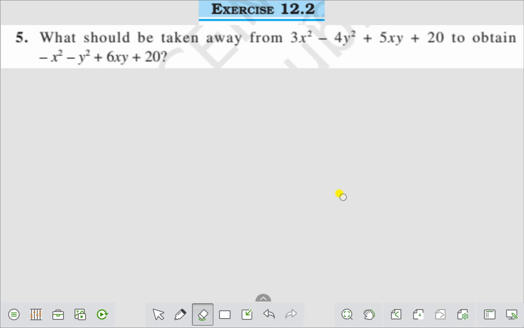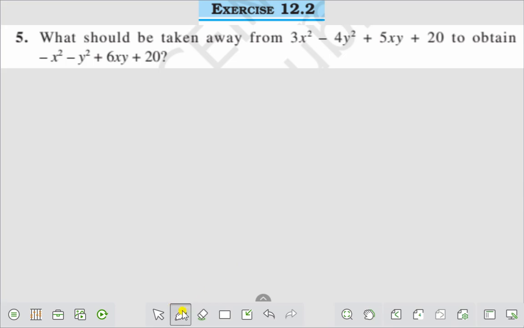Hello everyone, today we shall discuss exercise 12.2 question number 5. What should be taken away from 3x square minus 4y square plus 5xy plus 20 to obtain minus 6x square minus y square plus 6xy plus 20?